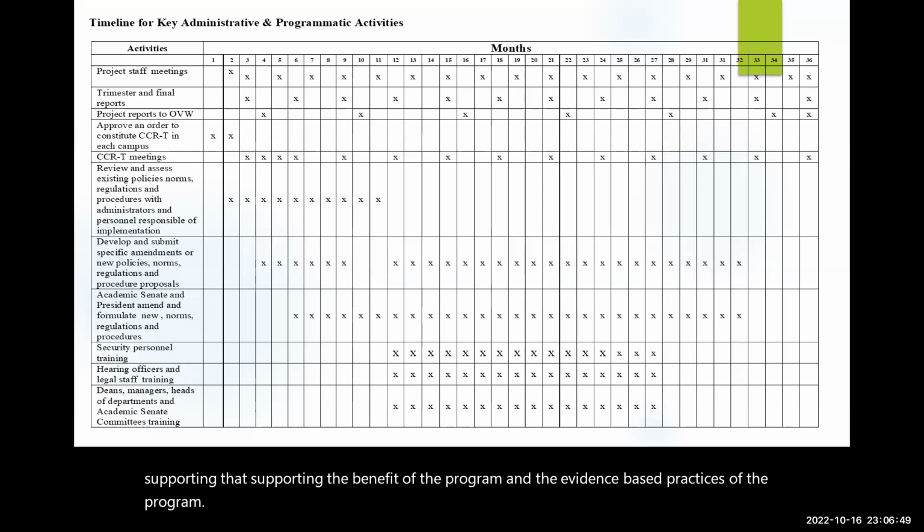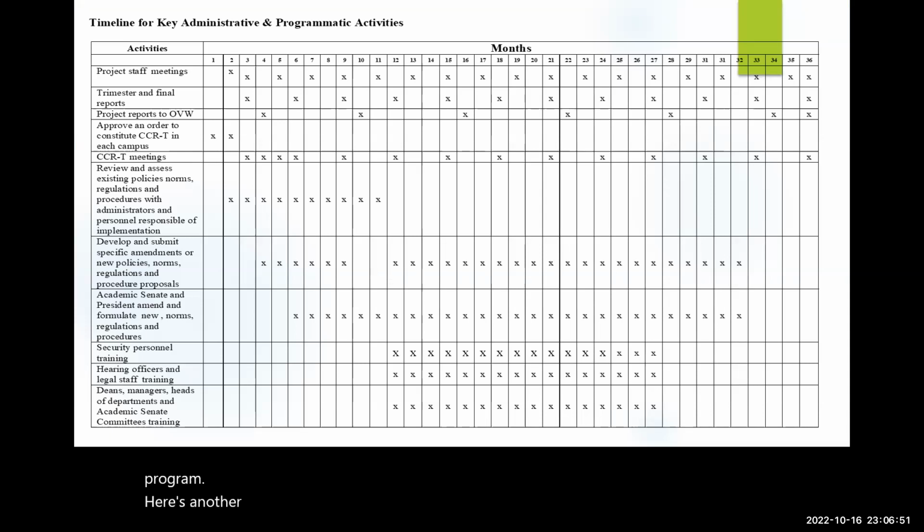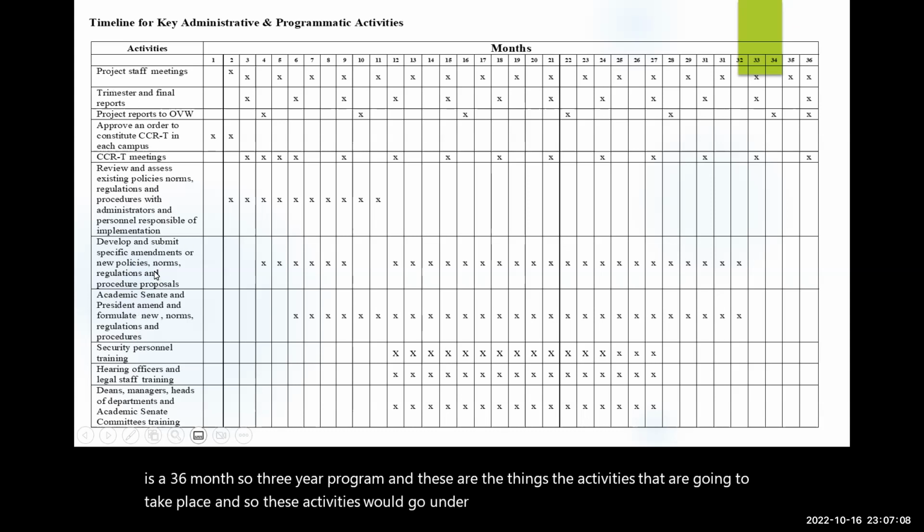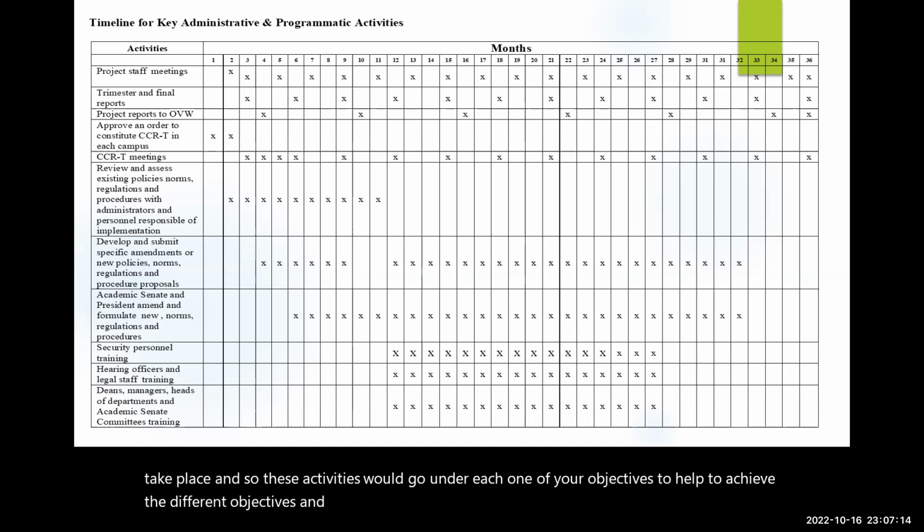Here's another timeline for administrative activities. You see the months here, and this is 36 months, so a 3-year program. These are the activities that are going to take place. And so these activities would go under each one of your objectives to help achieve the different objectives, and the objectives achieve the goals.